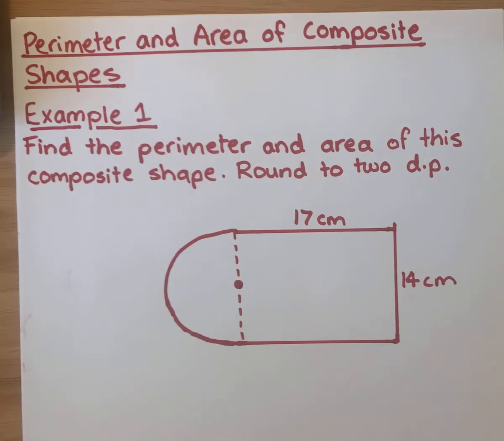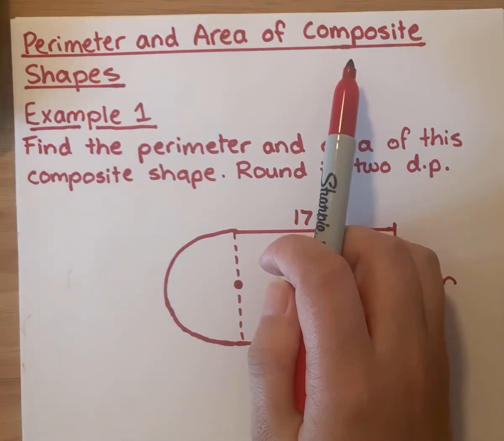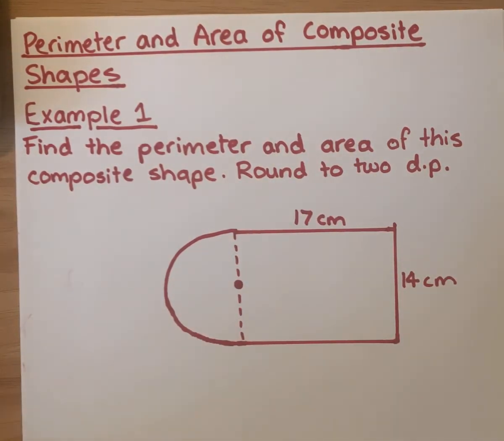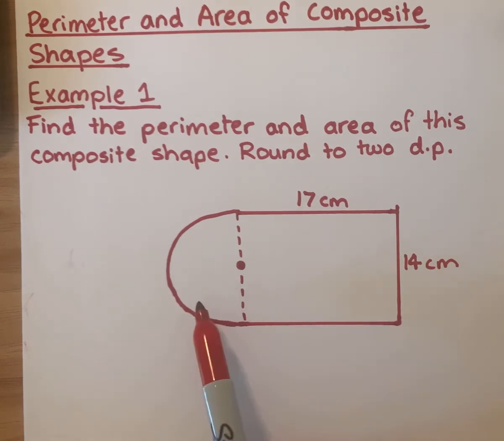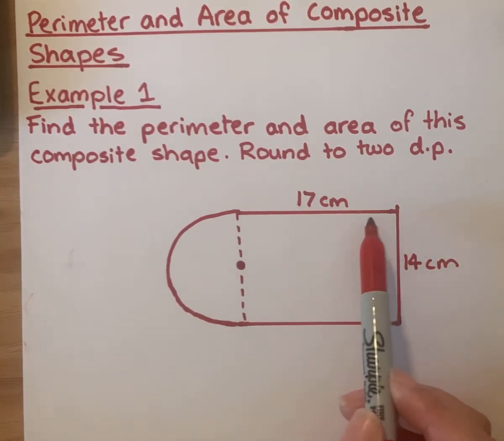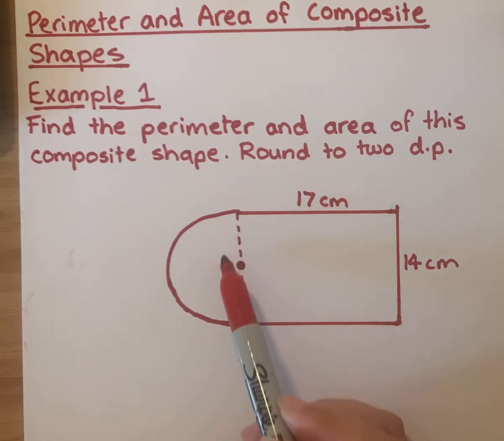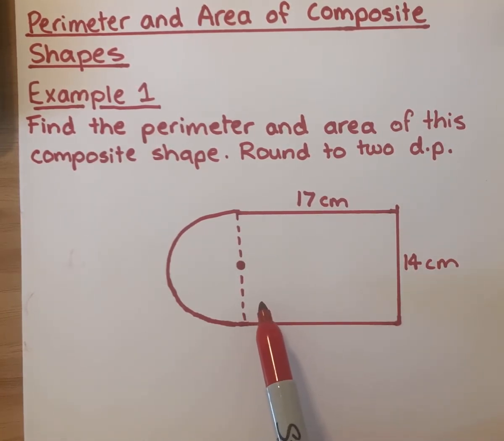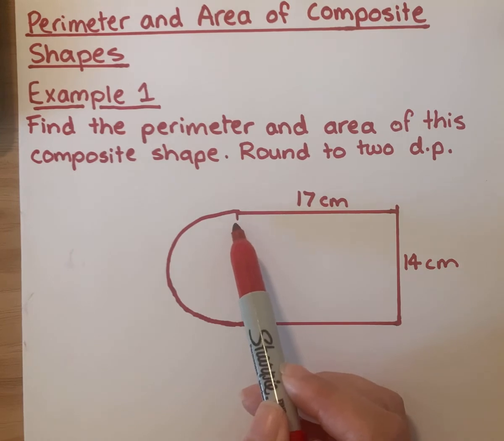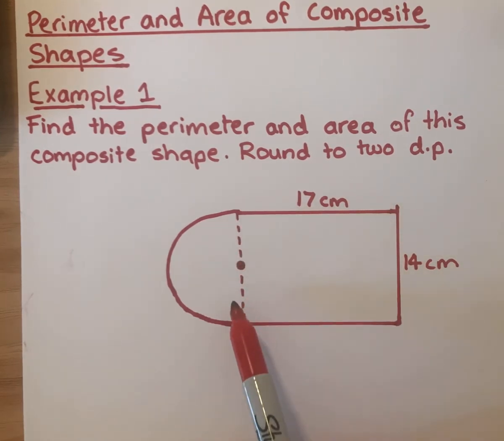So composite, if we look at that word composite there, that means that something is made up of different parts. So a composite shape is a shape that's made up of different shapes. And we can see in this example here, this shape is made up of a rectangle and a semicircle here, or a sector. And we know how to find the perimeter of a rectangle. That's pretty easy. We just have to add up all the sides, but we've got to be careful because we're not going to add up this side. So we need to really pay attention to the shape that we're looking at.